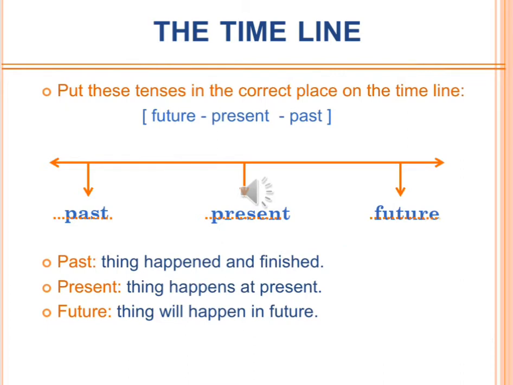The timeline. Put these tenses in the correct place on the timeline. Future, present, and past. Past: a thing happened and finished. Present: a thing happens at present. Future: a thing will happen in the future.